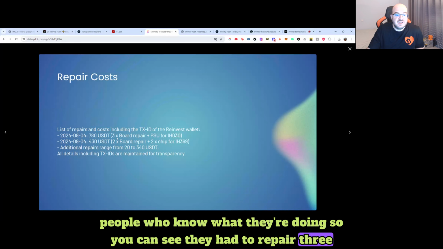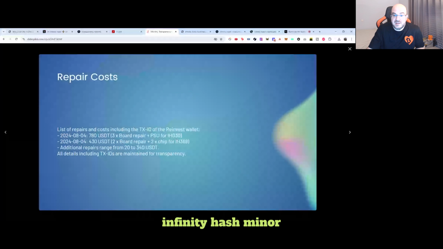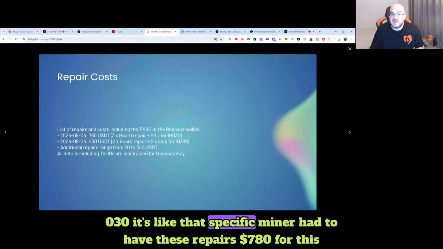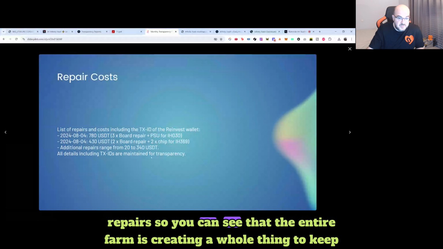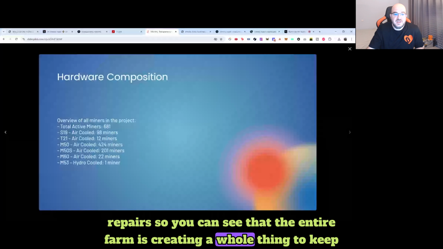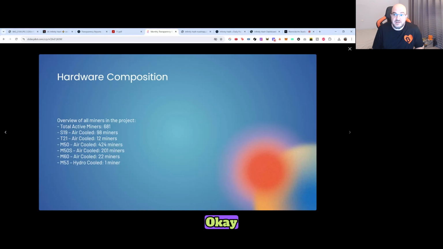So you can see they had to do 3 board repairs. That's pretty much normal. PSU. The report is telling us that for Infinity Hash miner 030, that specific miner had to have these repairs, $780. For this specific miner: board repair, 2 chips, additional repairs, small repairs, big repairs. So you can see that the entire farm is doing a whole lot to keep it running, because it's a machine and everybody loses when the miners are not online.